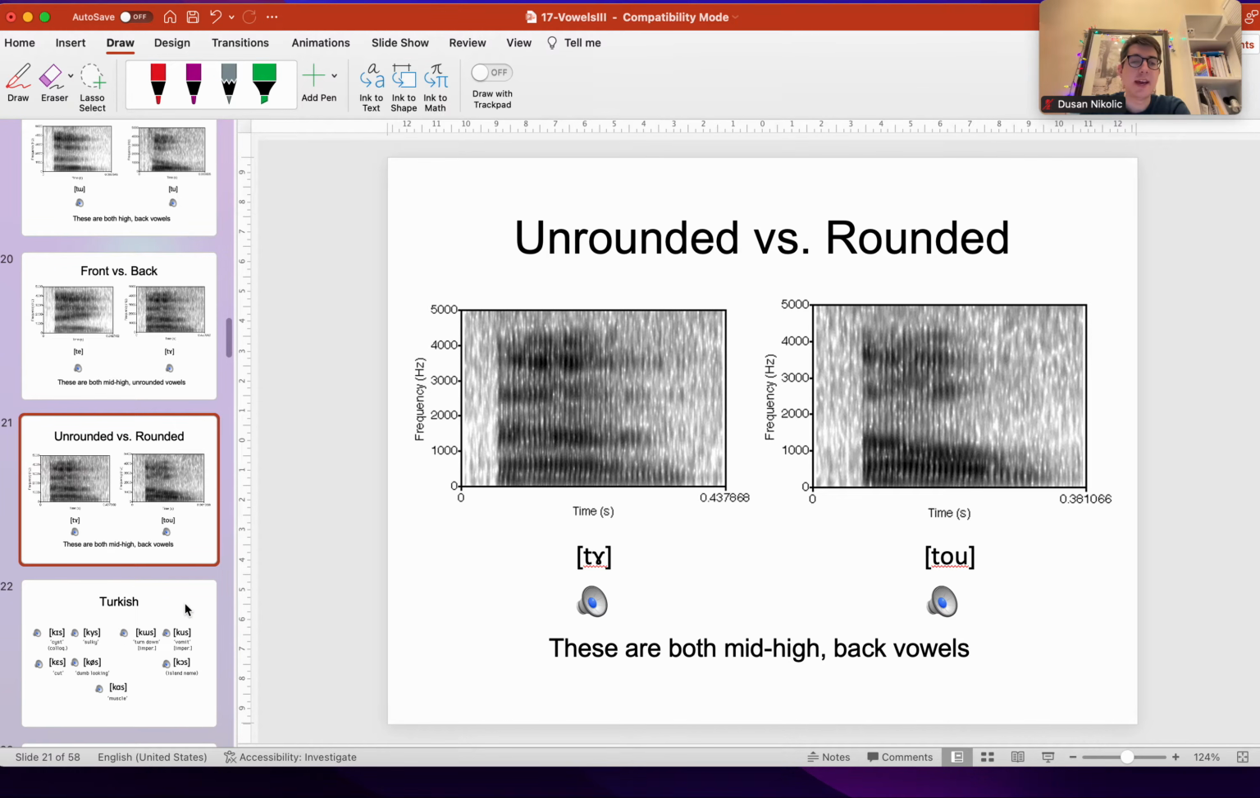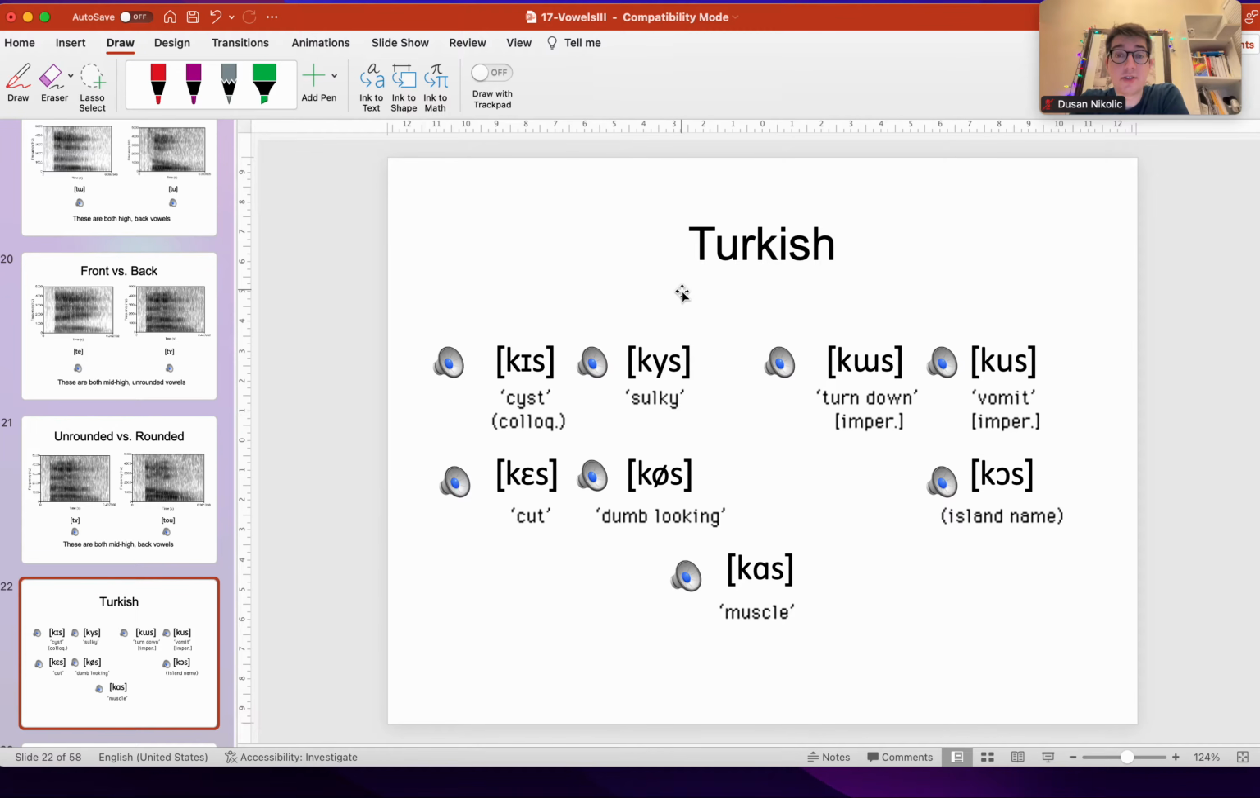All right, and these vowels occur in Turkish, which you will have for your production exercise. So listen to them carefully. Kis, kis, küs, kus. These are front vowels. kız, kuş, kes, kös, kus, kas, kos.